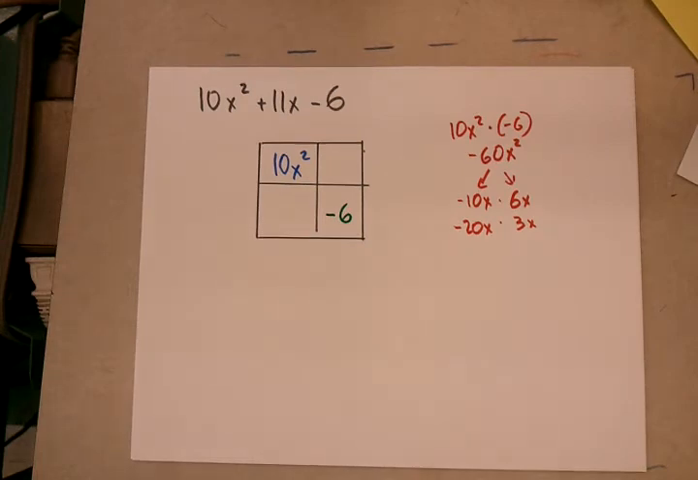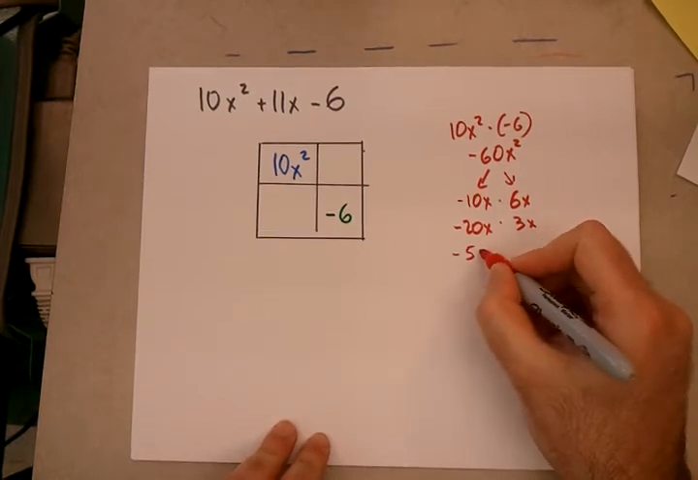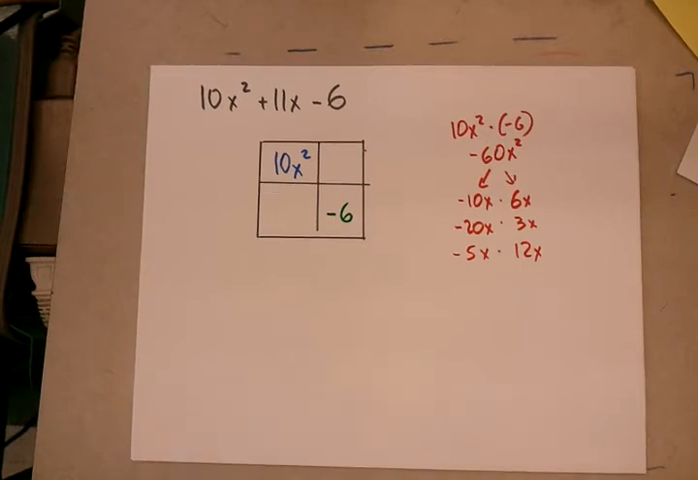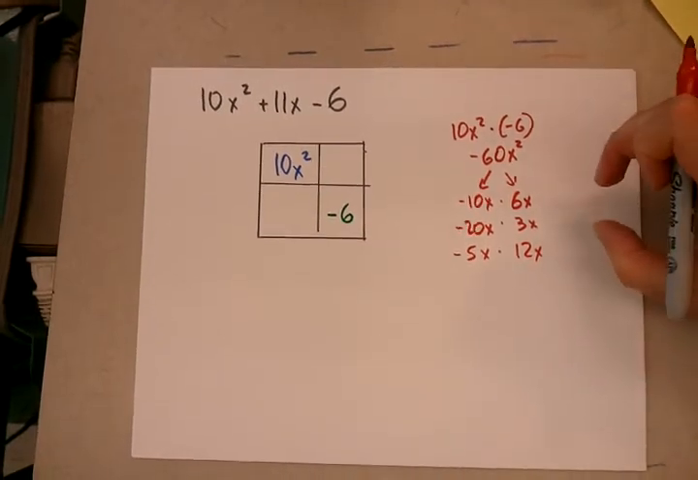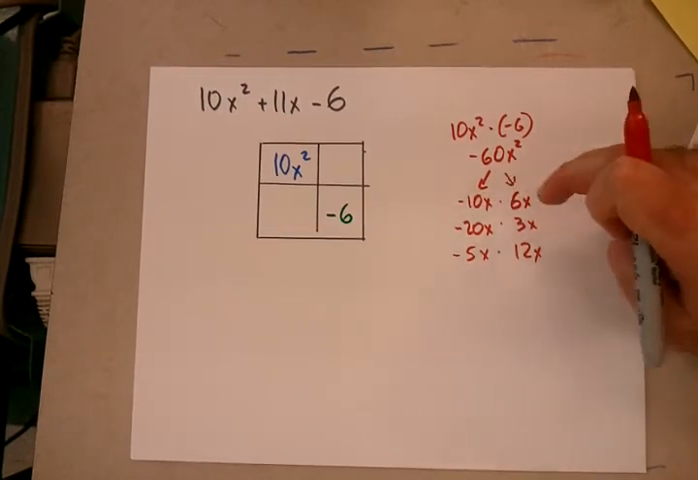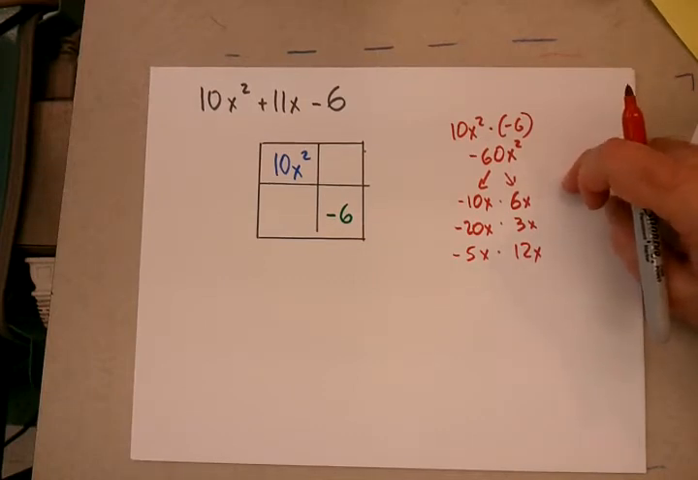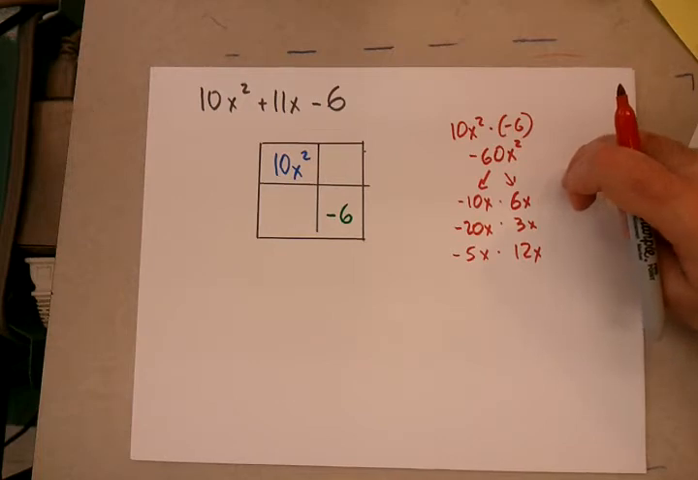Let's see here. It could be 5 and 12, so let's say negative 5x and times 12x, and you can go on and fill in the rest. But essentially, you go until you find a combination of the two that, when combined, so if you combine these two multiplicatives, you can get the middle term. So our middle term is a positive 11x. So let's see if we found the combination yet.